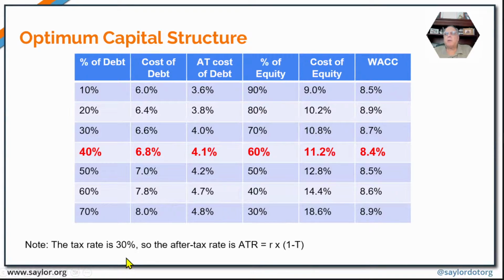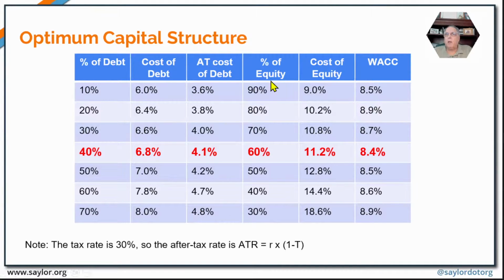So if I assume that the firm is paying a tax rate of about 30%, then the after-tax rate for interest is the interest rate times 1 minus the tax rate. In this case, that means it's going to be 0.7%. So the actual cost will be 0.7%. So the after-tax cost of debt goes from 3.6% at 10% debt to 4.8% at 70% debt. For those of you who are wondering why we don't have more numbers, I'm hoping you have more than enough numbers now.